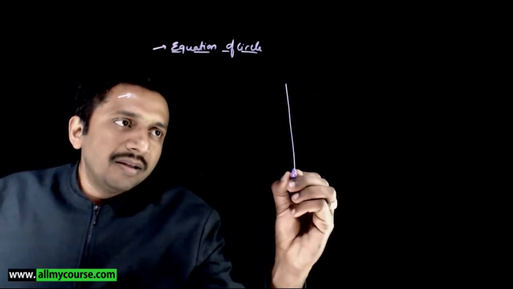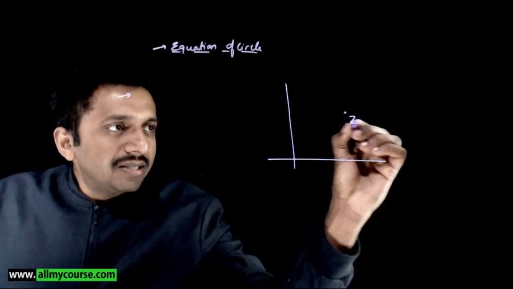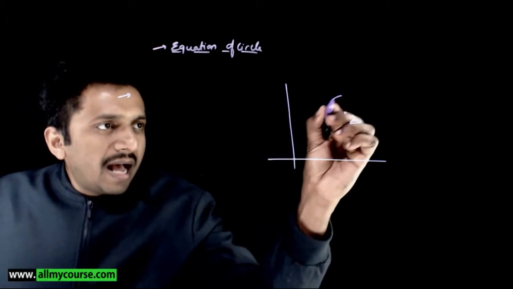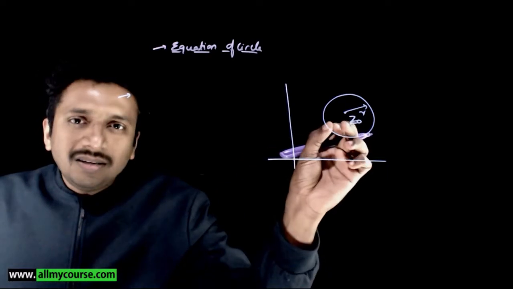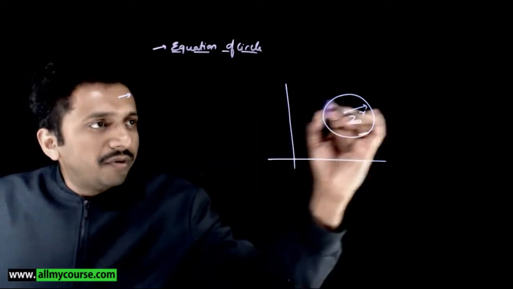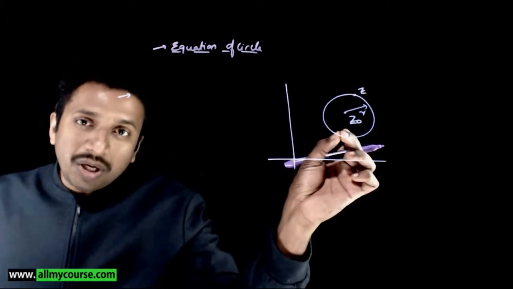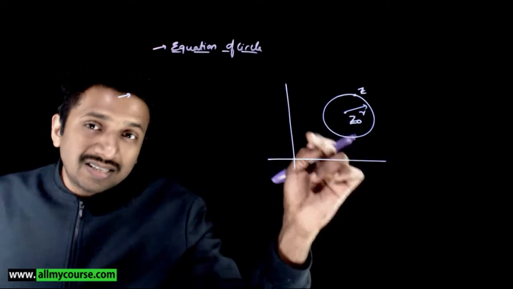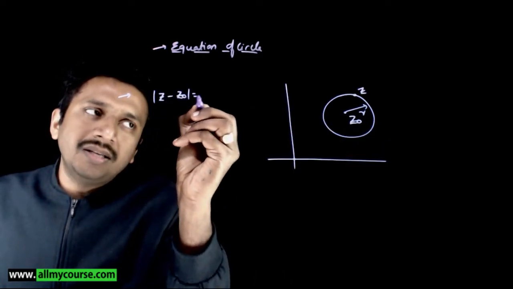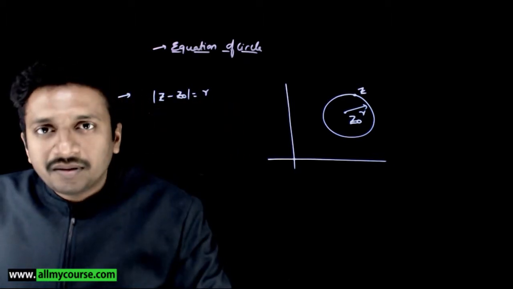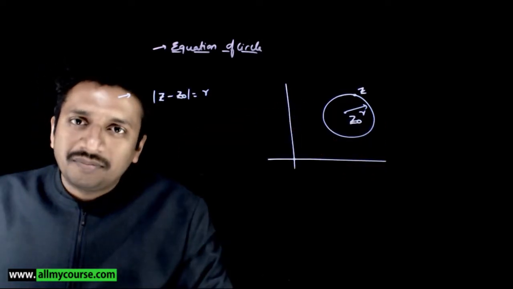For example, let us take the Argand plane and let us say that Z0 is the center of the circle and R is the radius of the circle. What is the equation of the circle? If you take any point Z on this circle, the equation of this circle is given by mod of Z minus Z0 is equal to R. That is, the distance between Z and Z0 will be equal to R.